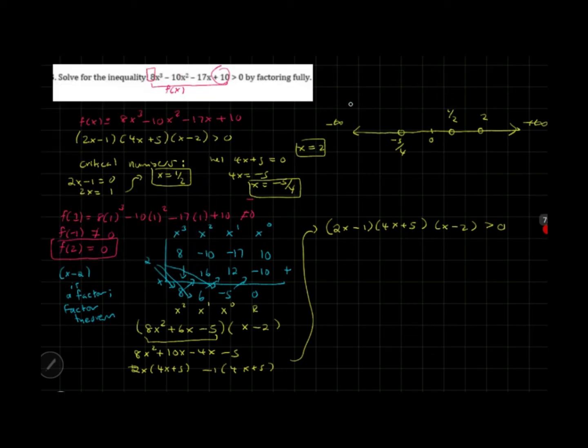So one of our intervals here is negative infinity to negative 5 over 4, right? So it's between these two. The other interval here is negative 5 over 4 to 1/2. And you can notice I'm using the round brackets because these are not inclusive. The other interval here is 1/2 to 2. The other interval here is 2 to positive infinity. Okay, so we have 4 intervals.